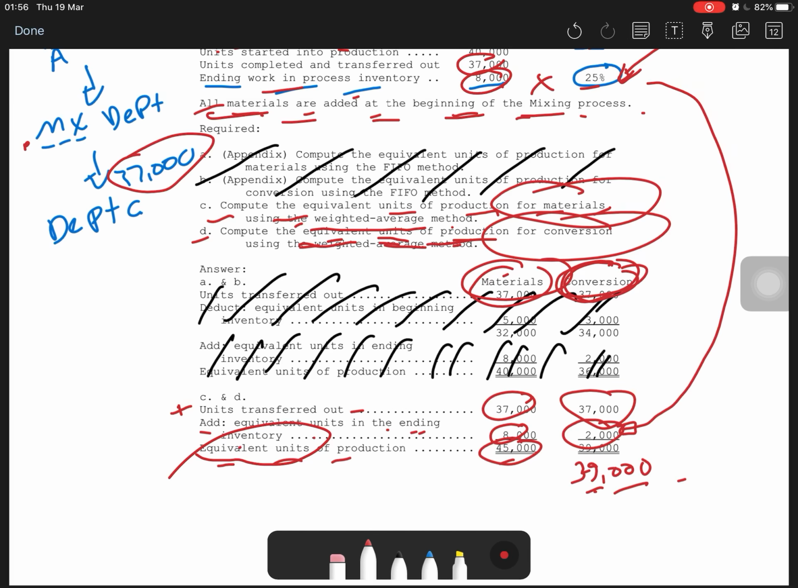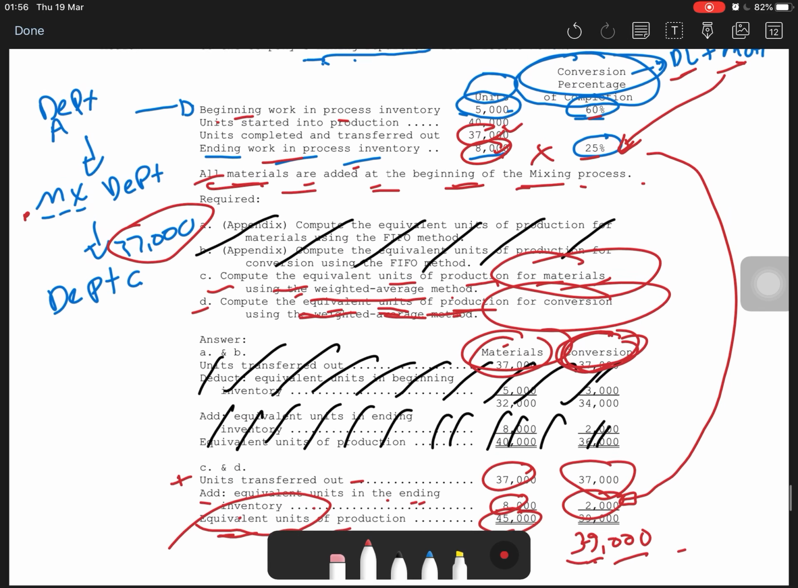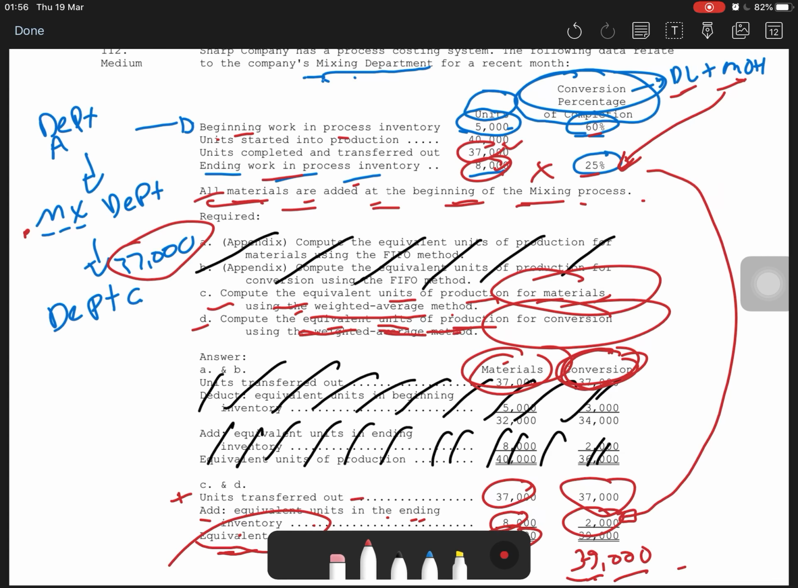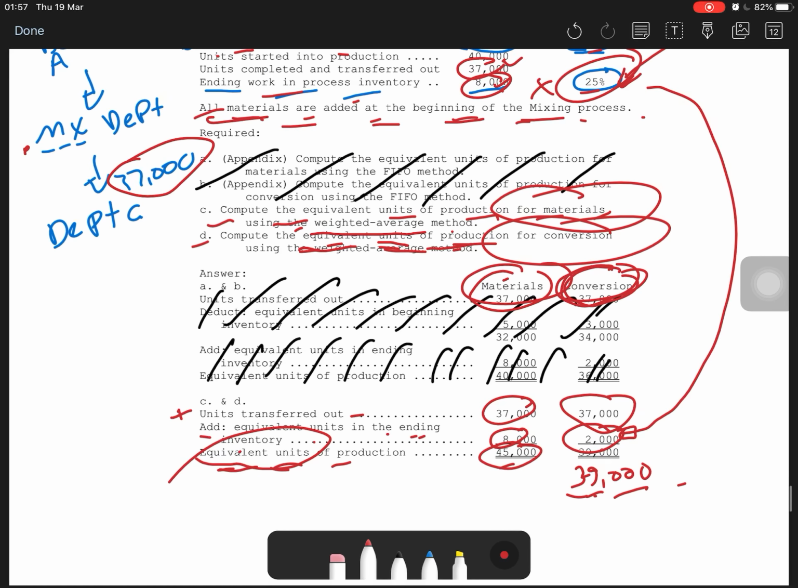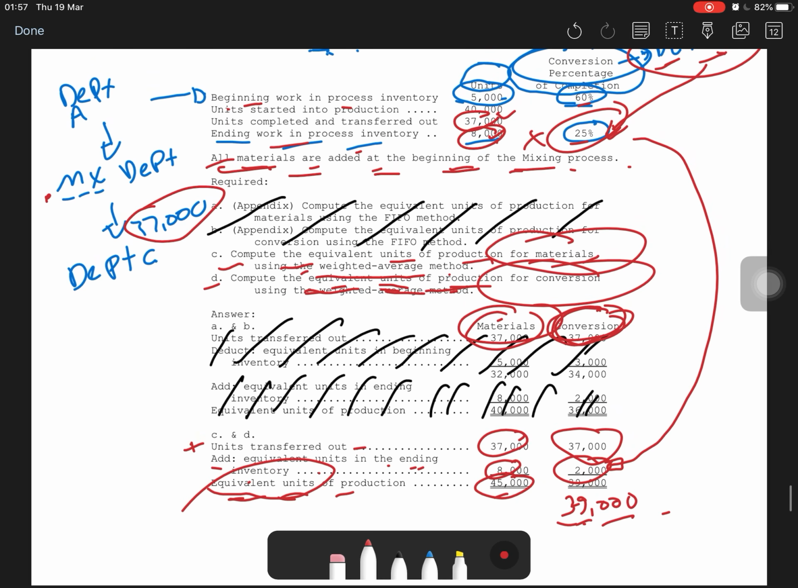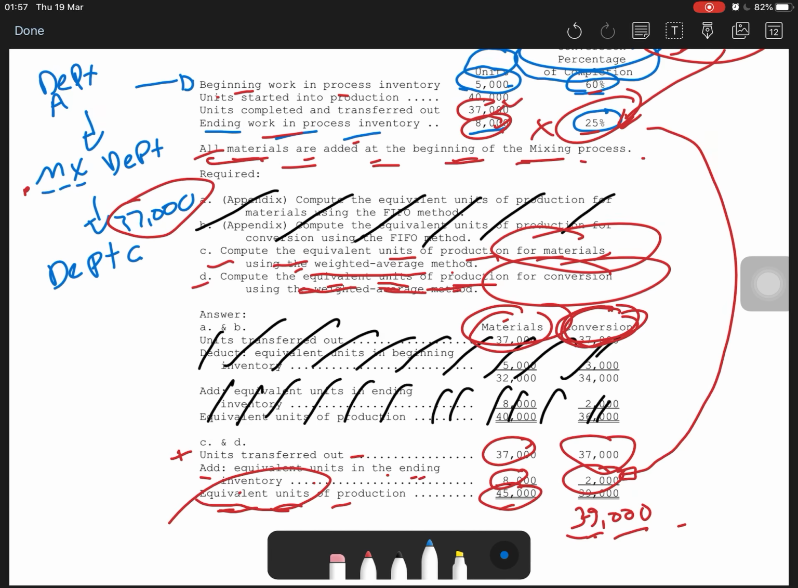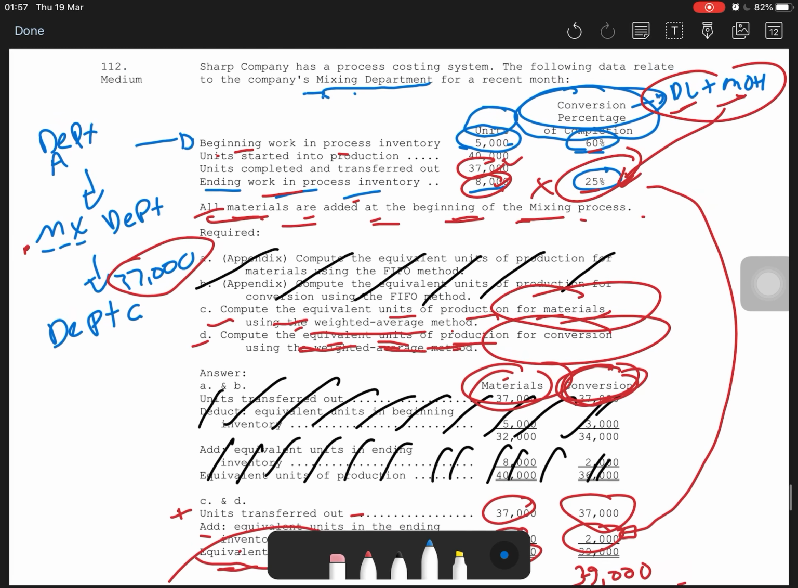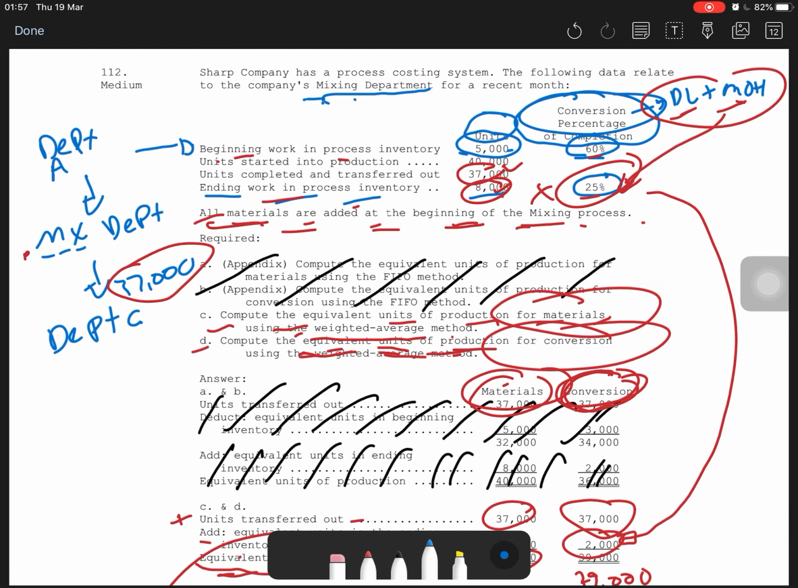The units are 45,000. This 37 plus 8 is 45,000, right? The units are 45,000, but the equivalent units are only 39,000 because the conversion stage is not finished yet for 100%. It's still 25%. So this is just how you answer if the question asks you about computing the equivalent units of production. Okay, thank you.